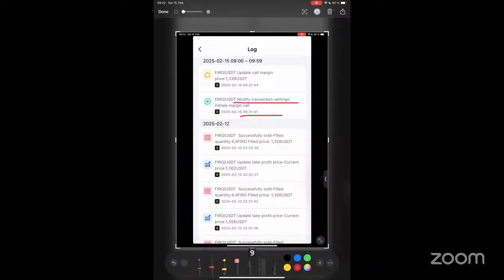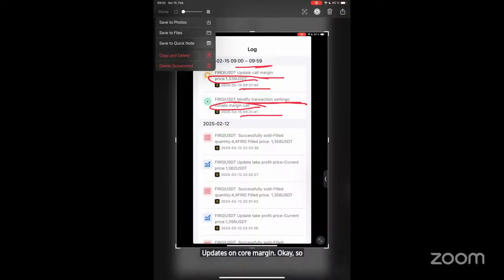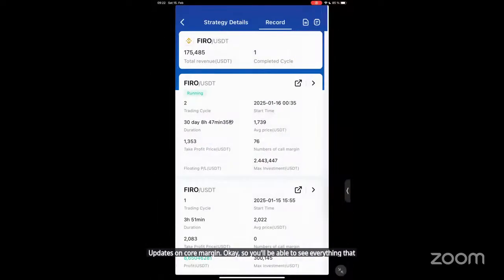921, I just modified the transaction settings. What did I do? I opened the margin call. 921, what happened? Updates on call margin. Okay. So you'll be able to see everything that happens under the log button.